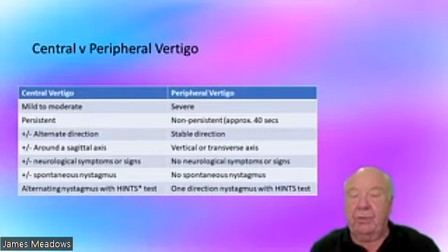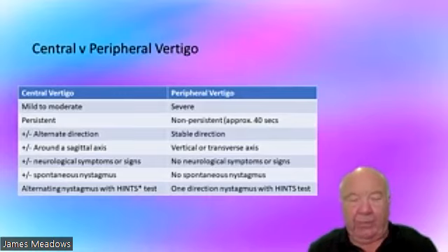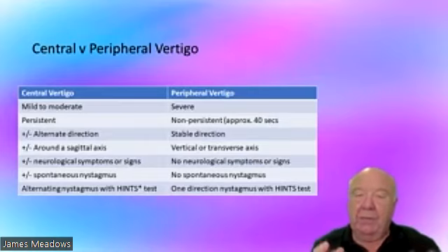Now, we can also look at the HINTS test, which I'll talk about in a second, and you're looking for alternating nystagmus or a positive skew, whereas with peripheral vertigo, it should only be a single direction nystagmus and no vertical skew. And we'll look at that in a little bit more detail now.